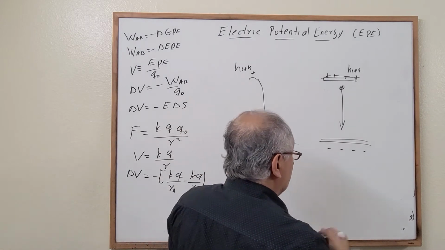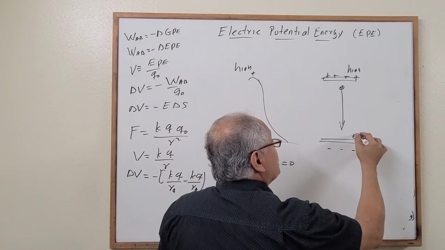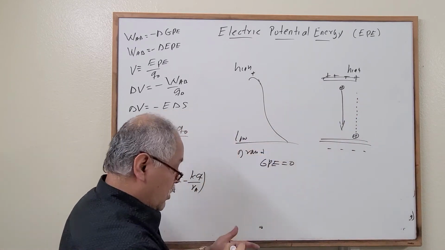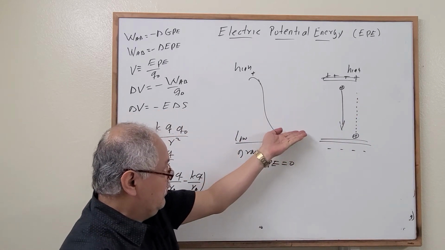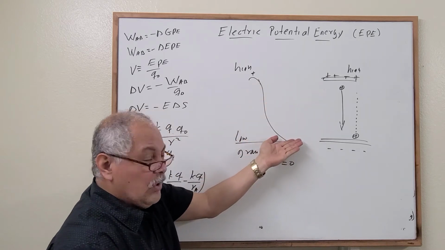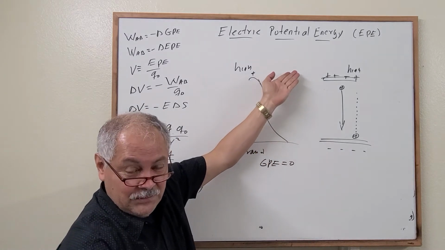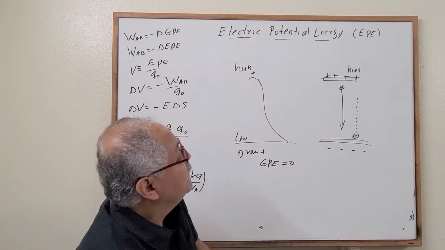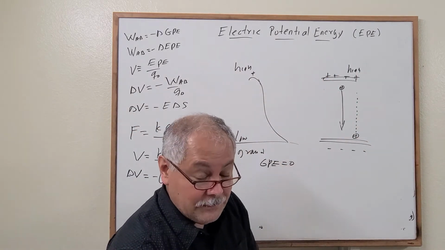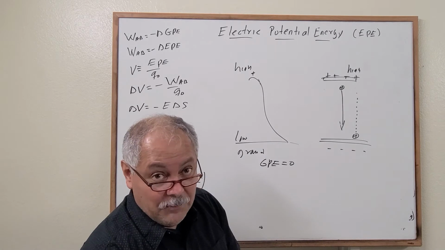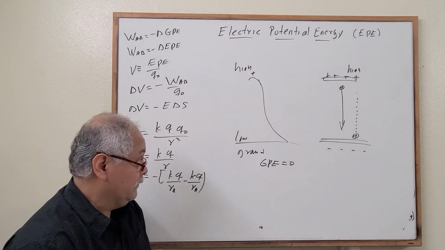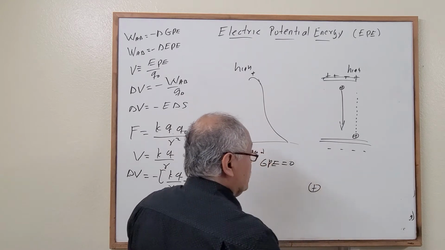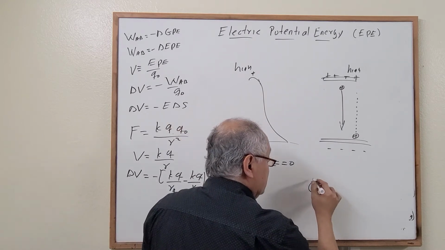When we are doing work to move the charge from here to here, we are increasing the potential energy. The same thing happens over here: when you move an object from here to here, you increase the potential energy because you are going against the field. If you are going against the field, you increase the potential energy.